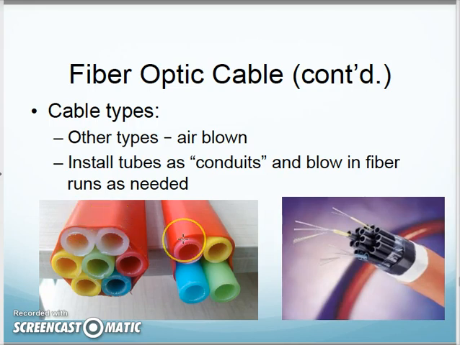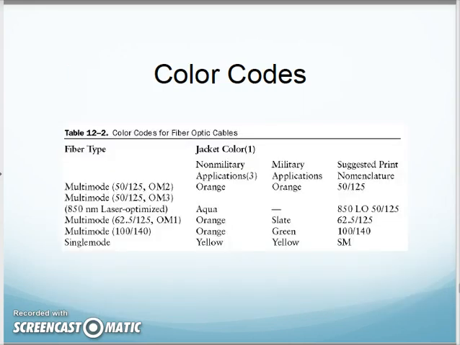I've read articles on this being used, and one of the neat ones I read was they installed this when they were doing the shuttle launches a number of years ago. They installed the air-blown fiber up through the tower, up to the shuttle entrance, to basically connect into the shuttle. The idea was they installed these tubes, and they could add fiber as needed for connection into the shuttle orbiter very quickly. Kind of a neat application.